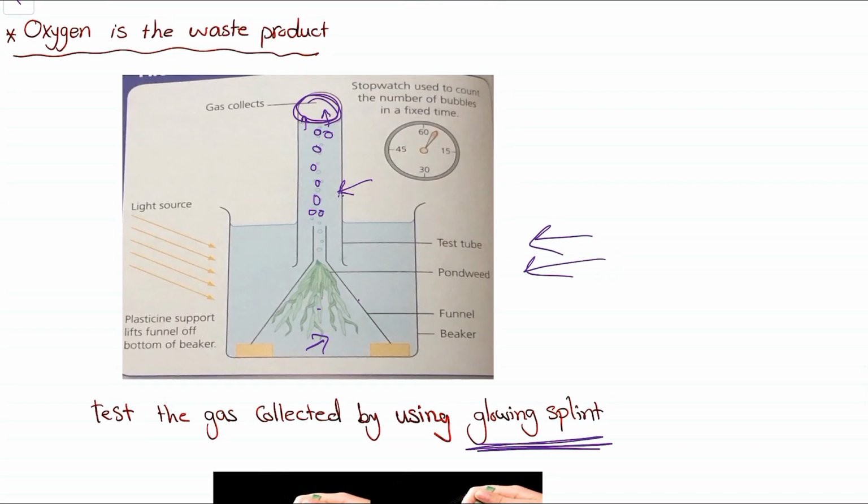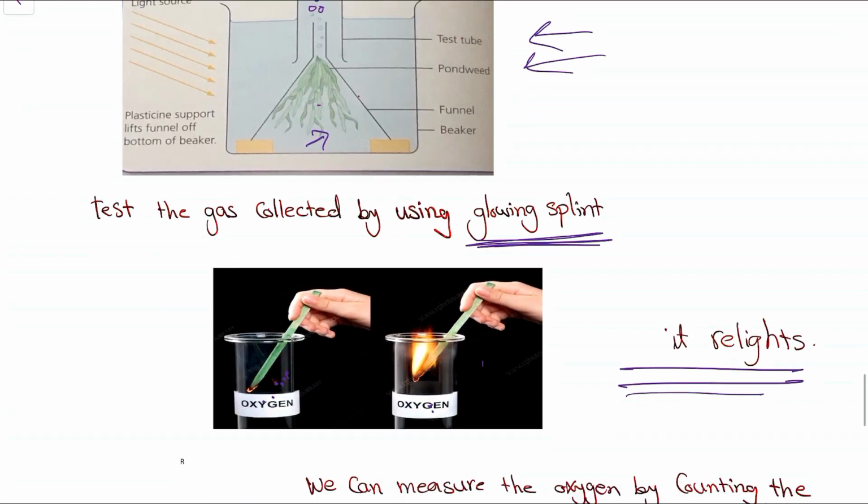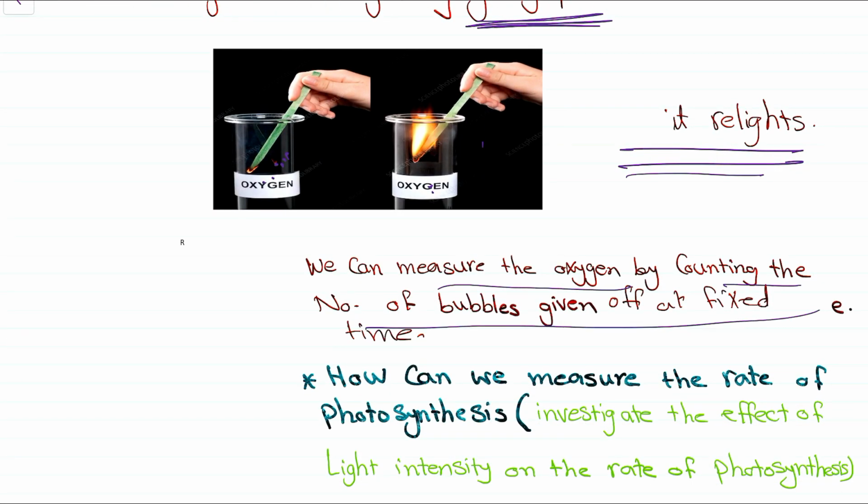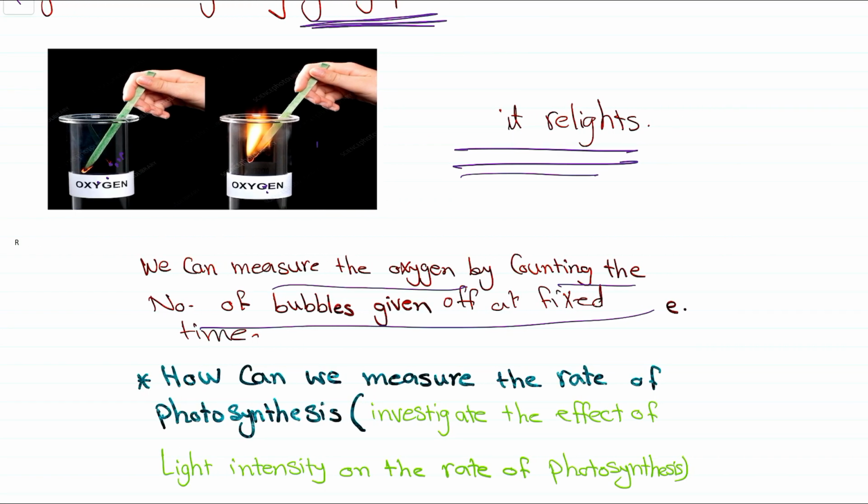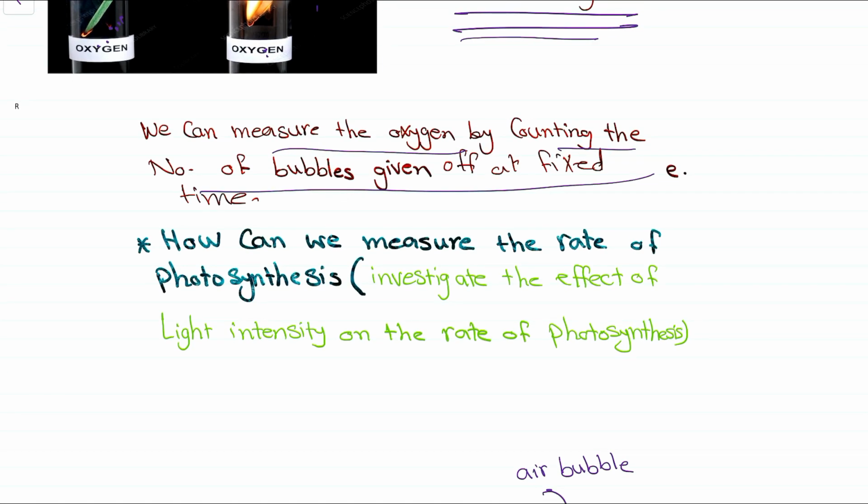In the same apparatus, we can use it for measuring the volume of oxygen produced by photosynthesis. How? As you see here, I have a stopwatch. Using a stopwatch, at a fixed time, we can count the number of bubbles given off. But I need to measure the rate of photosynthesis, or another question in the papers asking about the effect. How can you investigate the effect of light intensity on the rate of photosynthesis?